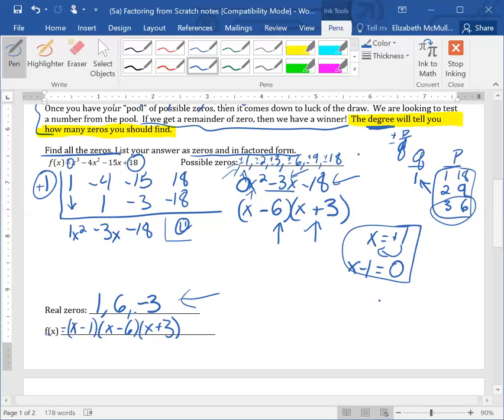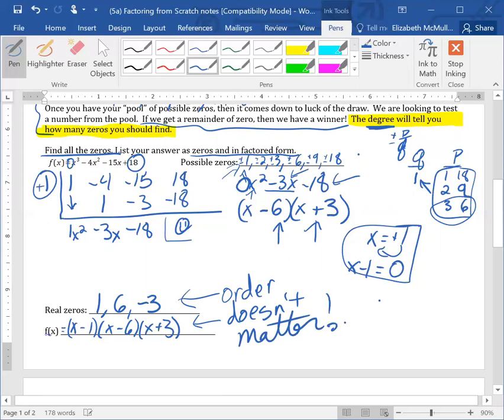All right. For these and these, order does not matter. All right, just get them down. Obviously the real zeros, if they're in numerical order, is preferred, but I'm not going to be picky about that. And for the factors, the order does not matter. Remember with multiplication, it doesn't matter what order you multiply them in. 5 times 3 still equals 15, just like 3 times 5 does.